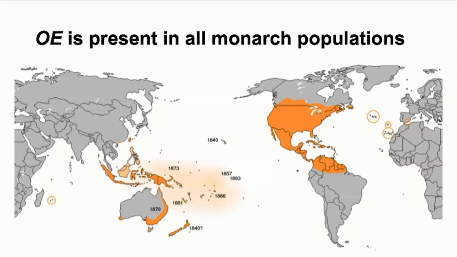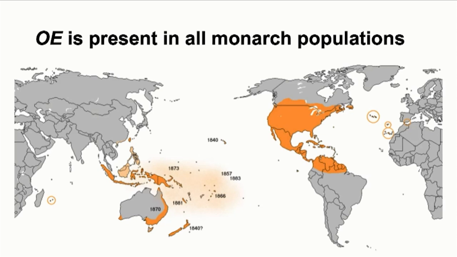OE is present in all monarch populations. So here's a map of the world, and in orange are areas where monarchs have been found. And in all of these populations, OE has been detected. Monarchs don't just occur in North America, where they're migratory. They're also found in Central and South America and the Caribbean.